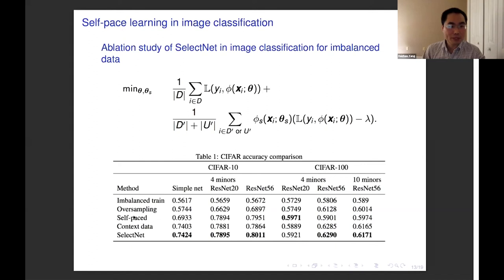So the self-paced learning here is our proposed algorithm only using U prime without D prime, and the context data is using D prime without U prime, and the final selection net is to use D prime and U prime together. And we can see that the results are much better than the original result without the selection network.